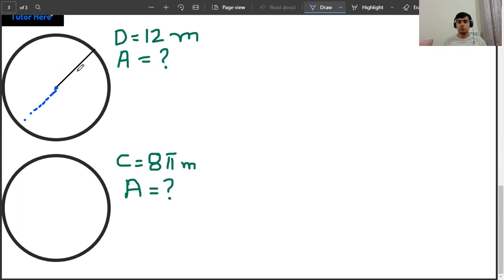So if the diameter is 12, I know that the radius is half the diameter. So the radius would be 12 divided by 2, which is 6. So radius is 6, and this length is also 6, from this point till the center, and then from the center to this point again. All right, let me just write R is equal to 6 meters.